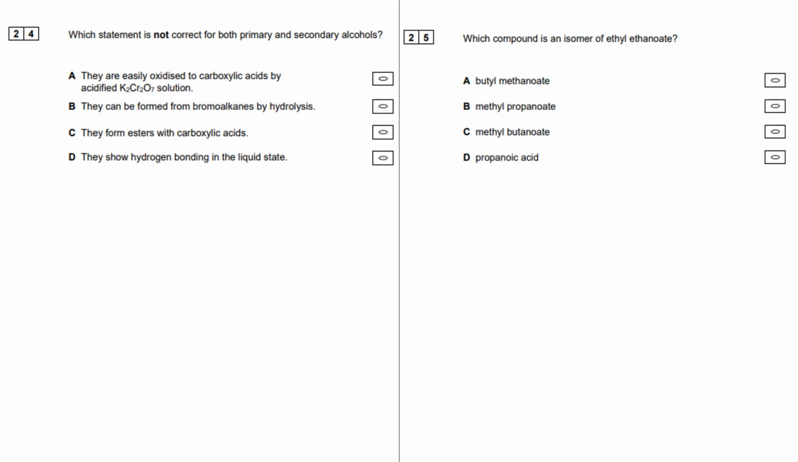Question 24. Which statement is not correct for both primary and secondary alcohols? So going through, primary and secondary alcohols are not easily oxidized to carboxylic acids. Only primary alcohols are easily oxidized to carboxylic acids. Secondary alcohols will be oxidized to ketones and will not be further oxidized. So statement A is correct. Just go through statements B to D to remove those and show you why they are correct.